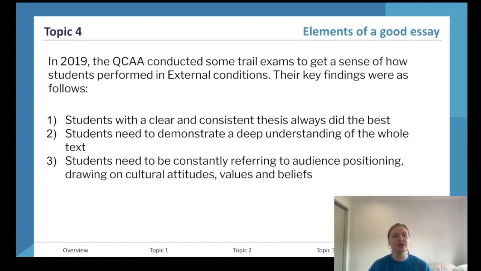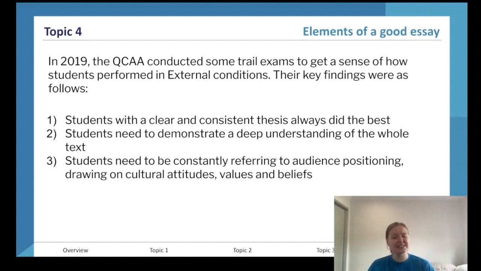So we're not just talking about one particular scene, one particular chapter, one particular plot element. You need to demonstrate that you have a solid understanding of the play or the novel or the novella in its entirety. And then finally, students need to be constantly referring to audience positioning, drawing on the specific cultural attitudes, values, and beliefs of that audience. So it could be both the traditional audience, so the audience that the text was originally written for, as well as contemporary audiences, us here today in the 21st century.